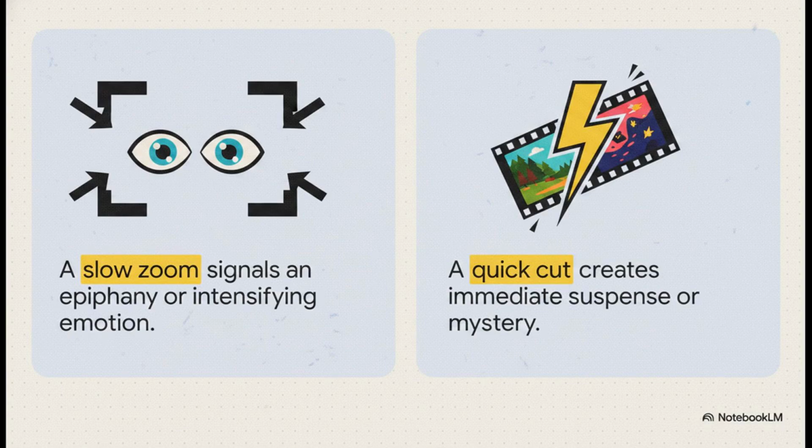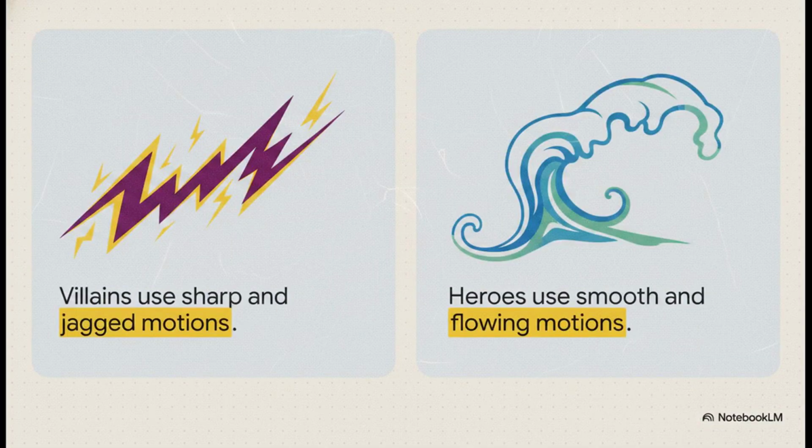Contrast that with a quick cutaway. Think about it. If a door flies open and we deliberately don't see who just entered the room, that rapid edit instantly creates suspense just by intentionally hiding information from us. Now, what's really interesting here is that movement isn't just about the camera. It applies directly to the characters themselves.